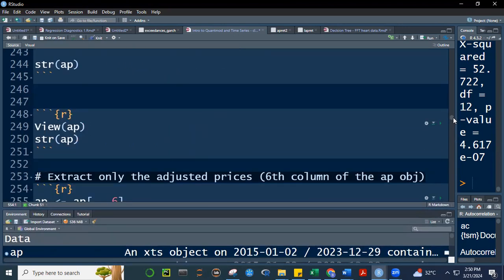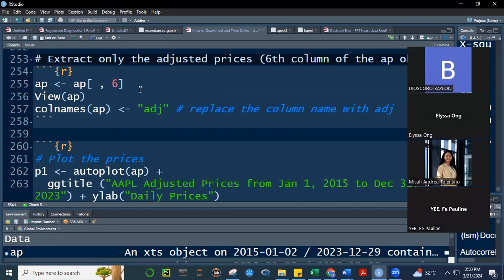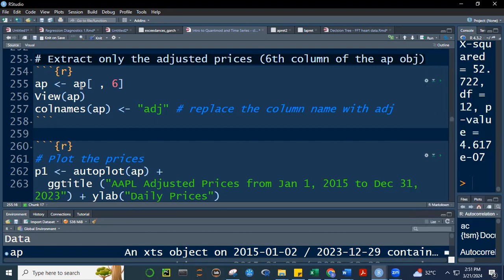And then we said that we're not interested in modeling all the components of that AP object: open, high, low, close, volume, and adjusted. We're just going to make use of the adjusted price. So we subsetted AP, we just got the sixth column, which is the adjusted price. Okay, and then we changed the column name to adjusted.